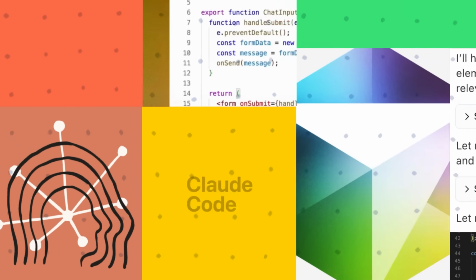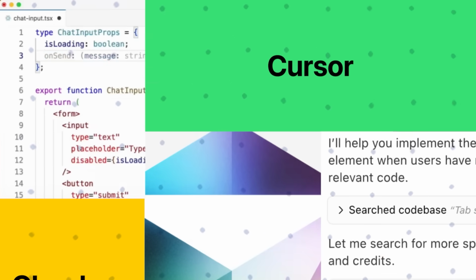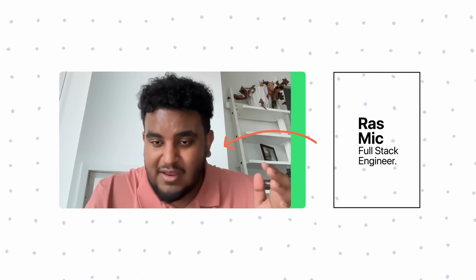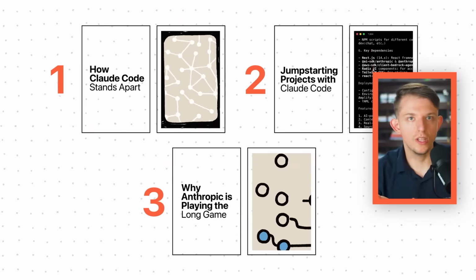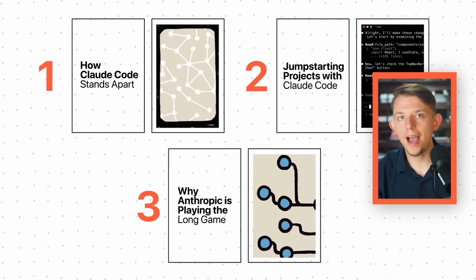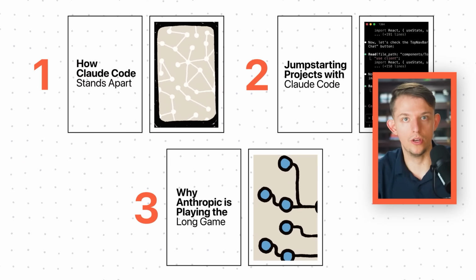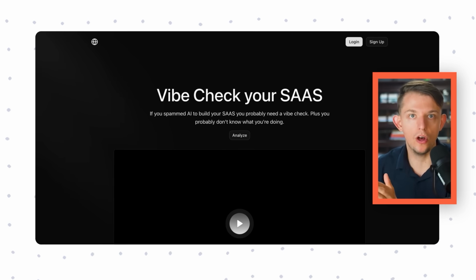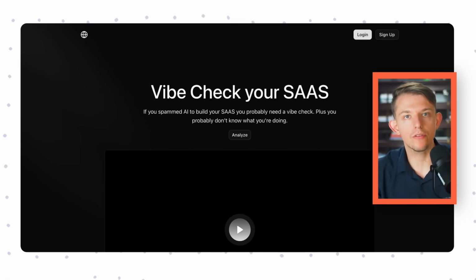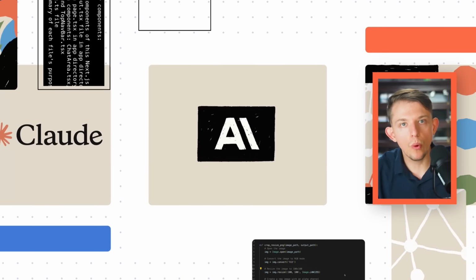Many people think that Claude Code is better than Cursor, so I brought on an AI coding expert, Ras Mic, to break down what Claude Code is and why it's changing the world of AI coding. We talked about how Claude Code is different than tools like Cursor and Windsurf. We talked about how to get started building with Claude Code. We looked at an app that Mickey built fully with Claude Code, and we also talked about why Anthropic is building Claude Code the way they are.